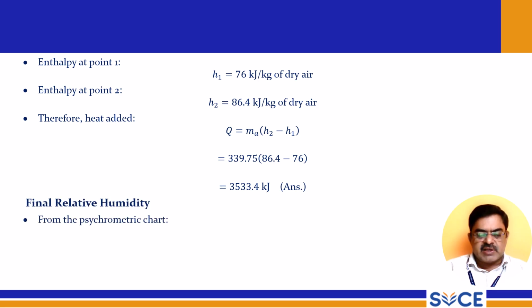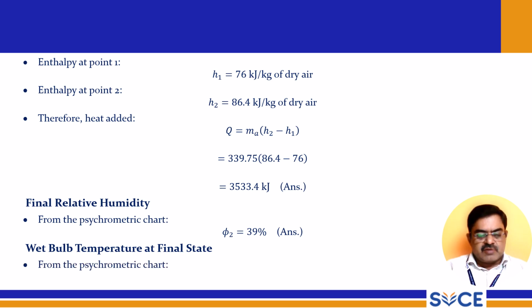Final relative humidity, that is phi. From the psychrometric chart, phi 2 is equal to 39 percent, approximately. So 39 percent is the answer. And the wet bulb temperature at final state, from the psychrometric chart, Tw2 is equal to 27.5 degrees Celsius. So this is the wet bulb temperature at final state. So these are the answers.